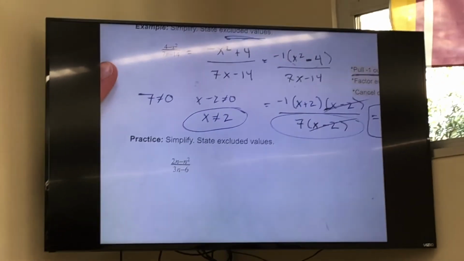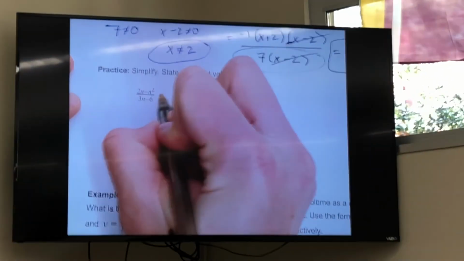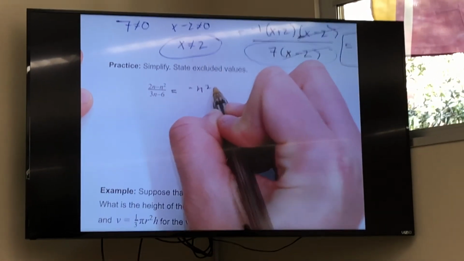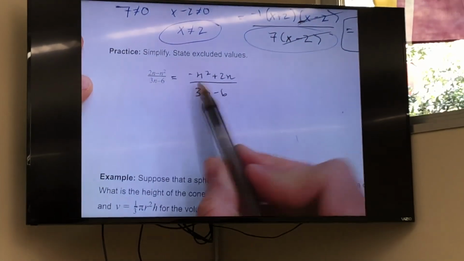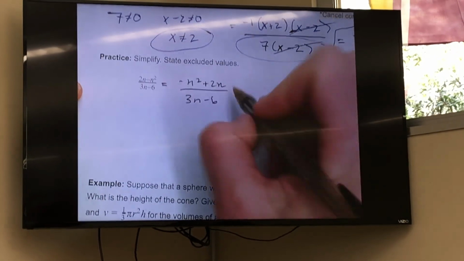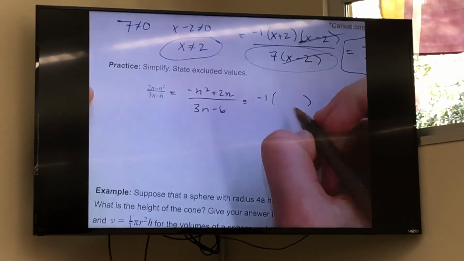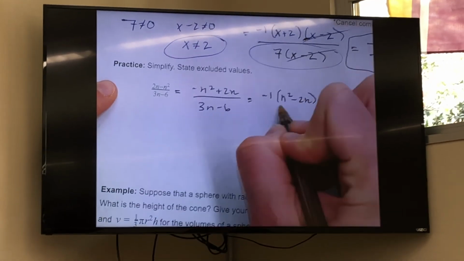All right, take this time to try out that new trick on this example here. All right, again, this is in the wrong format. I want to turn it around. So I'm going to have a -n² in front and a +2n. Leave the bottom the same for now. This is where we want to use that -1 pull-out thing. So I pull out a -1, and then both of these are going to change signs. So I'm going to have a +n² and a -2n.